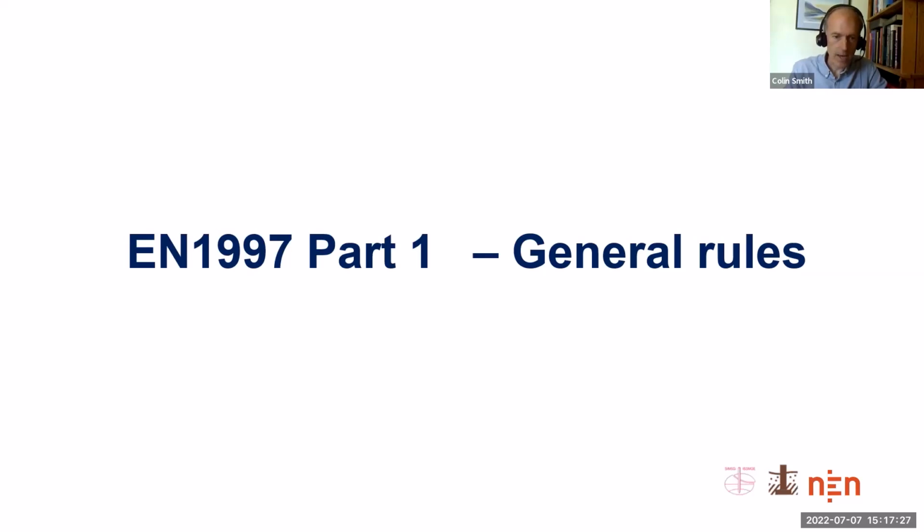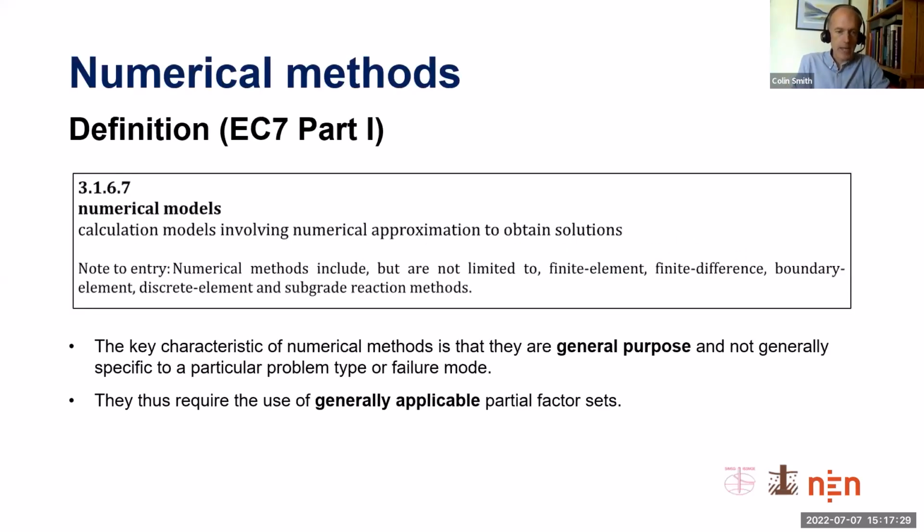What does part 1 say? So at the beginning, we now have a definition of numerical methods. We've discussed this quite a lot in some of our task groups, and it's quite difficult to come up with a definition. For me, the key characteristic is that numerical methods are general purpose and not generally specific to a particular problem type or a failure mode. And so they're going to work best with generally applicable partial factor sets.